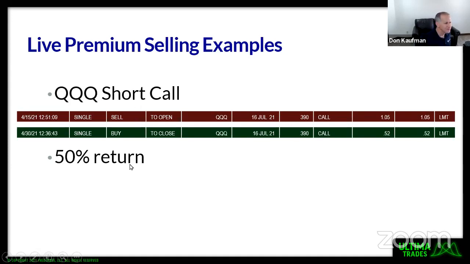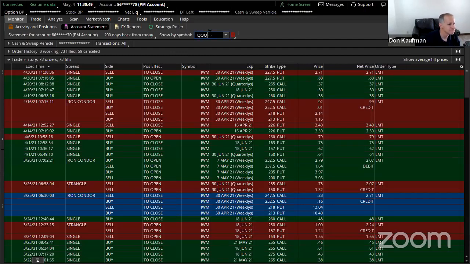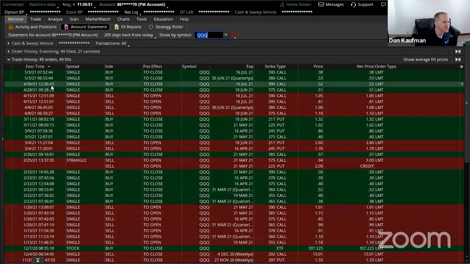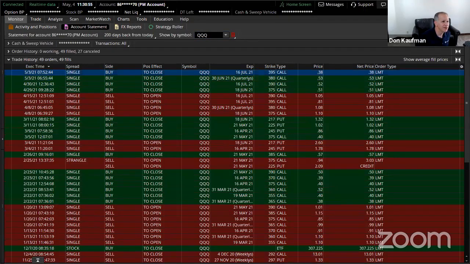QQQ short call, 50% return. QQQ short call, 53% return. QQQ short call, 51% return. And as I said, that takes us literally up till today. If I actually pull up the QQQ, you'll see the last couple of days inside of the Q. That's the 29th, the 30th, May 3rd, May 3rd.